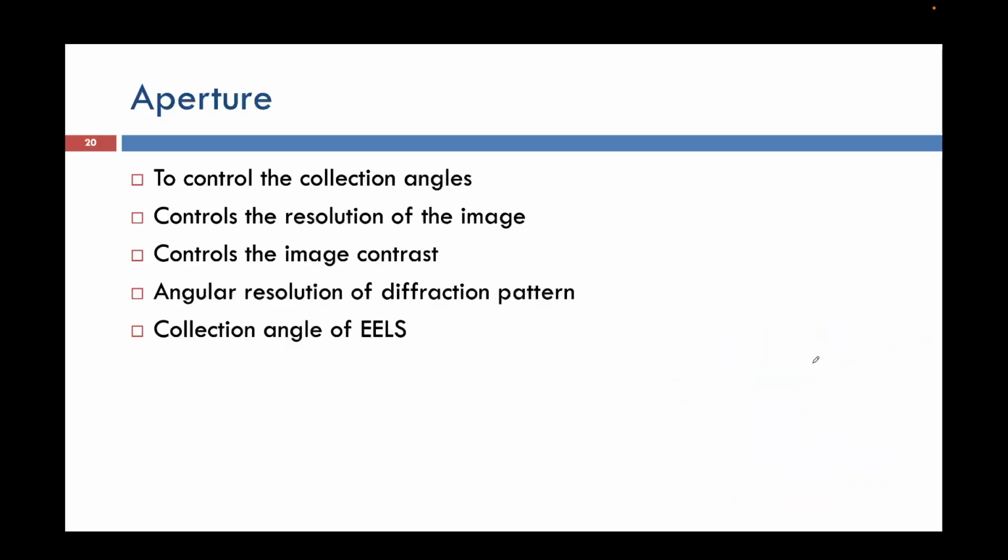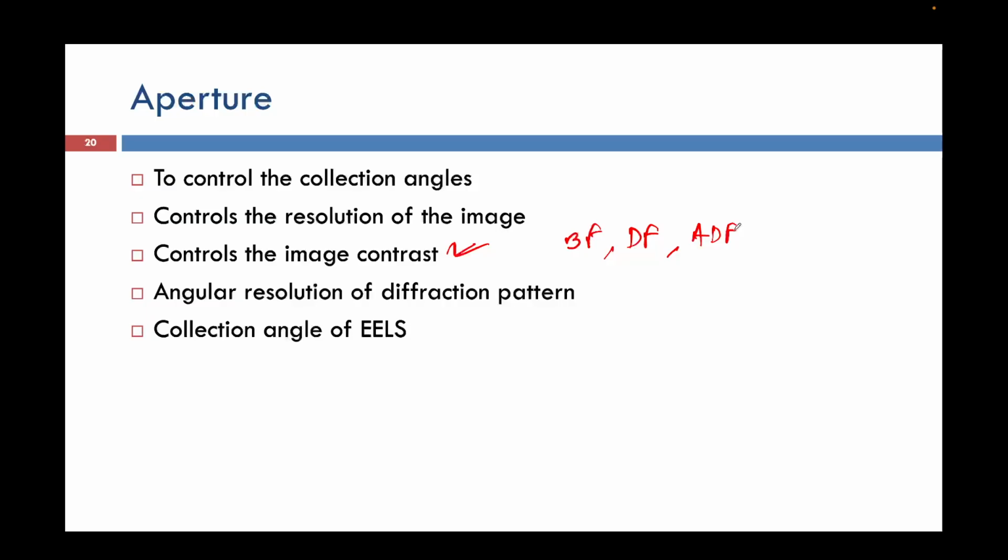The role of this aperture, like I said, is to control the collection angles. When you control the collection angle, it will also increase the resolution of the image, and definitely it will give you image contrast based on the position of the aperture. We will see in the subsequent classes how we can manipulate the image contrast, how we can get a bright field image, how we can get a dark field image, and there is a terminology called ADF, annular dark field image, how we are going to get those images.